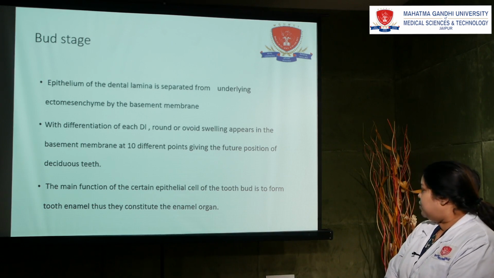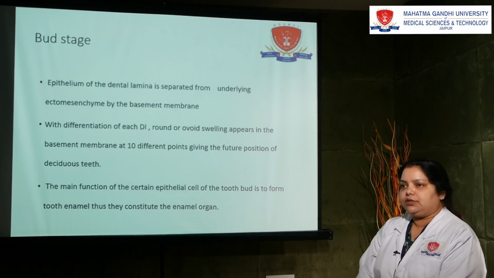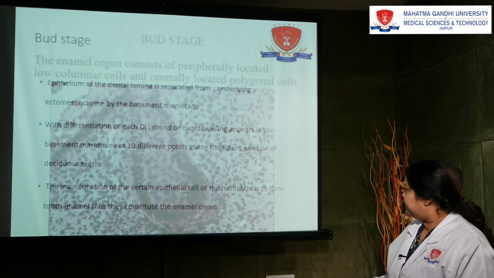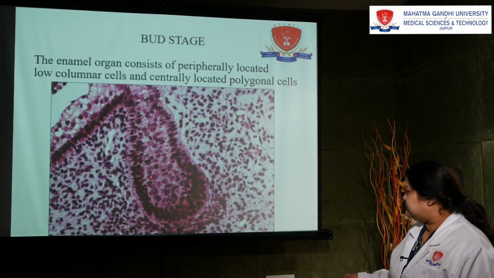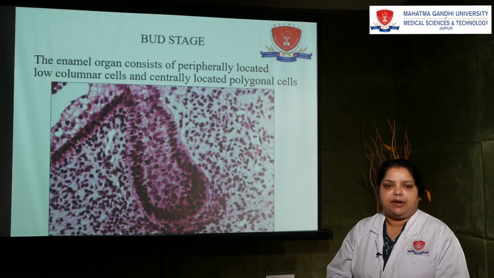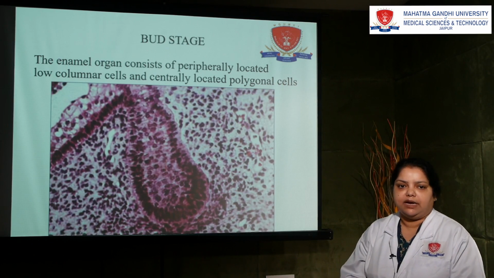The main function of certain epithelial cells of the tooth bud is to form the tooth enamel. Thus, they constitute the enamel organ. Here you can appreciate the low columnar cells at the periphery and the polygonal cells at the center of the enamel organ. These are the polygonal cells, and with the peripheral cells we have the low cuboidal cells or the low columnar cells.